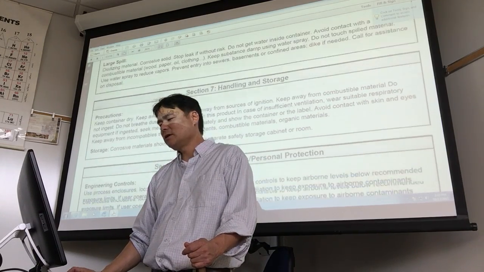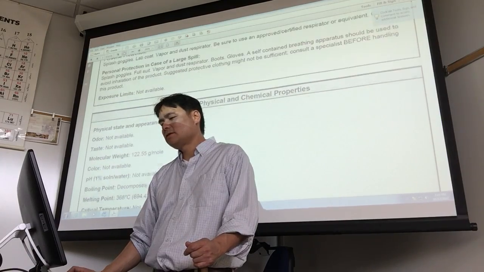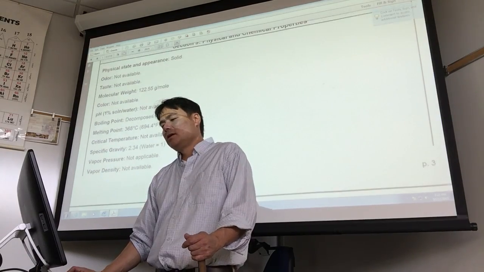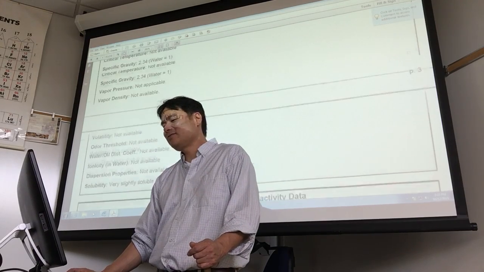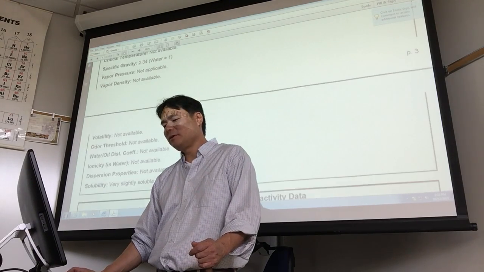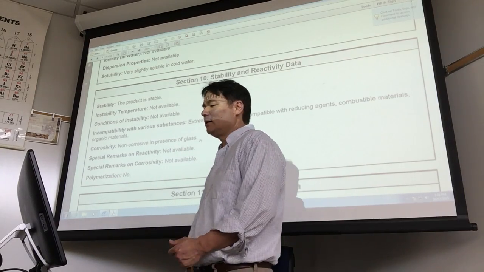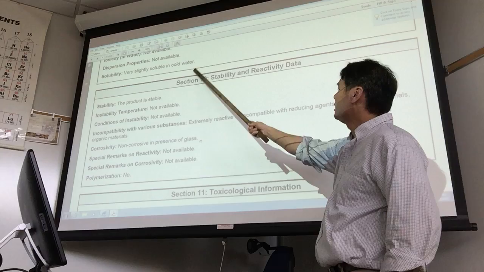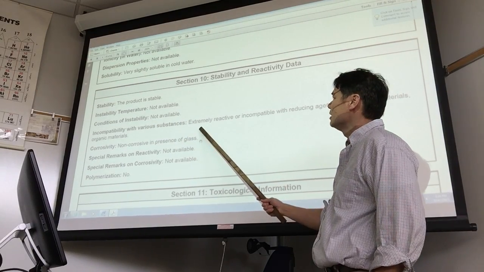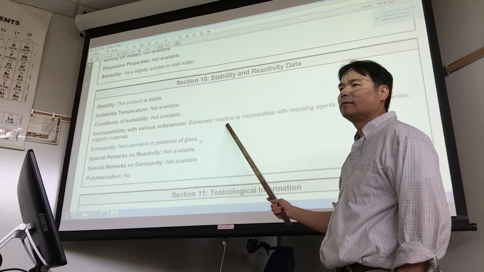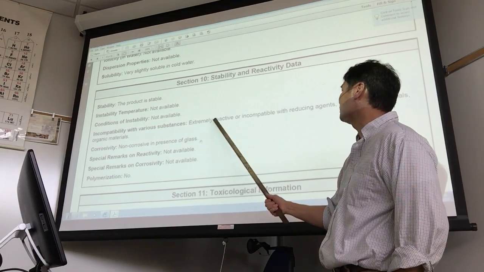Small spill, large spills, handling and storage, exposure controls, physical and chemical properties. Well, here's some physical and chemical properties. This isn't very good because not available, not available. We've got to look around at some others. But out of all these not available, finally we get the incompatibility with various substances. Extremely reactive. So this stuff is extremely reactive. Yes, I tried to show it's extremely reactive.